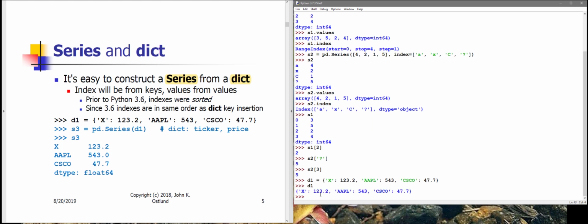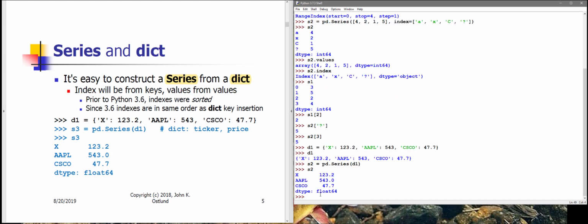There we go. So D1 is my dictionary, and now I can very easily just say, give me a series S3 constructed from that dictionary D1. Whoops, your E's. And there we are. Okay.